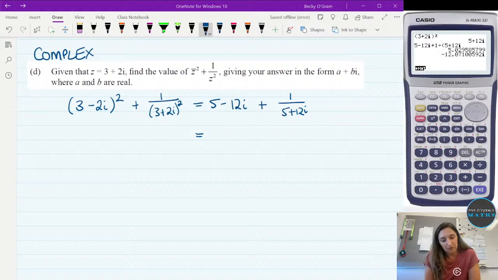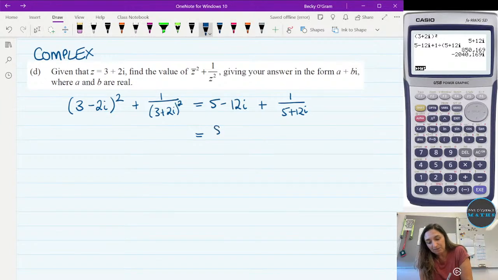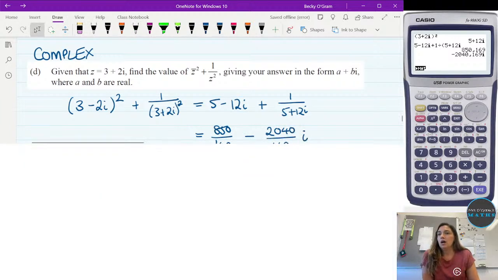Ooh, and we have something that does not look very nice. It's in decimals, and our question asks us to put it in the form a plus bi. So using our fraction to decimal conversion button there, we can turn it into something that's going to appear as fractions and be a lot tidier and in the form that we wanted. So this will be 850 over 169 minus 2040 over 169i. Not very pretty numbers.